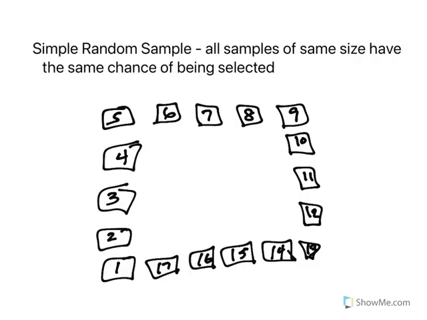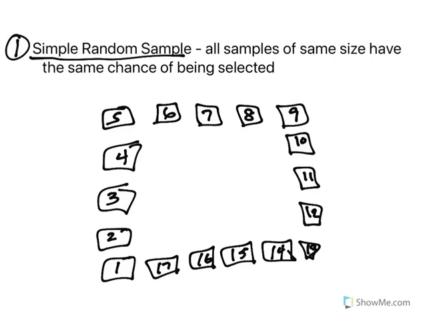Let's talk about sampling methods. Okay, so let's talk about the different types of sampling when we are doing some type of gathering of data. So the first one we're going to talk about is simple random sample.